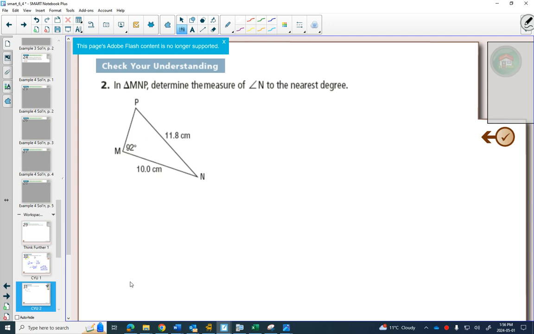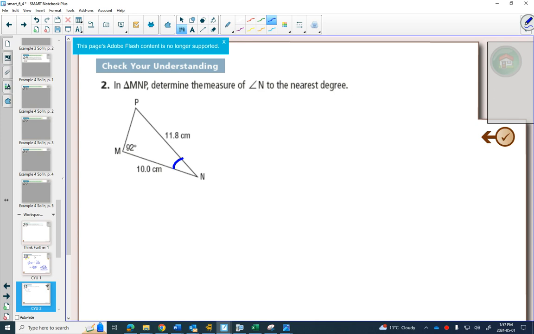Okay, this time it says find angle N. So I'm going to draw a little mark there just to indicate to myself that I want to find that angle. Can I use SOHCAHTOA? Because if you can use SOHCAHTOA, you should always use SOHCAHTOA. Do we have a 90-degree angle? No. We have 92. If we round that down, our answer might be close, but it'll be wrong.